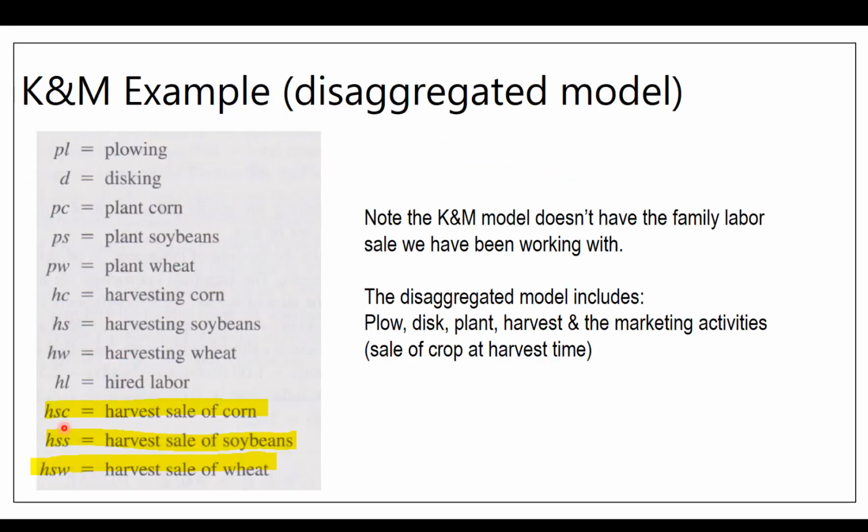And this is the full disaggregate model in the Kaiser and Messer chapter 4. So we've seen plowing, disking, 3 planting activities for different crops, the harvesting activities for corn, soybeans, and wheat. You can hire some labor in, right? There's also family labor endowed to the farm or to the modeled enterprise here. And then we have 3 activities we haven't talked about yet: the harvest, sale of corn, harvest, sale of soybeans, and harvest, sale of wheat.